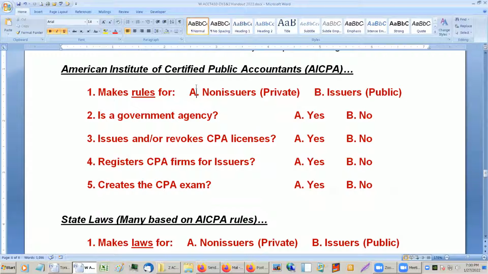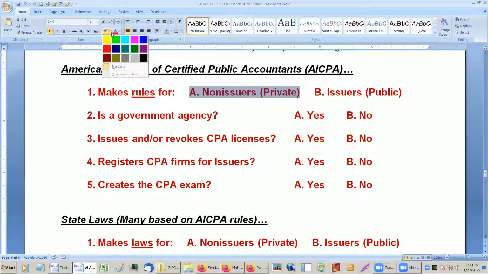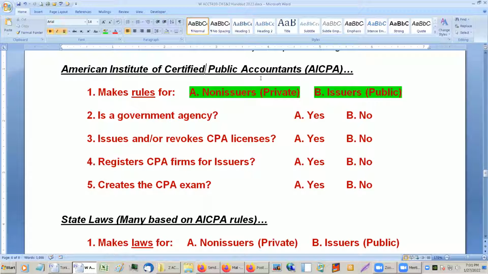Okay, the American Institute of Certified Public Accountants, they make rules for who? Issuers. Yeah, actually both of these. They make them for private and for public too. So the AICPA, they make rules for everybody, basically. Are they a government agency? No. No, this is a club.